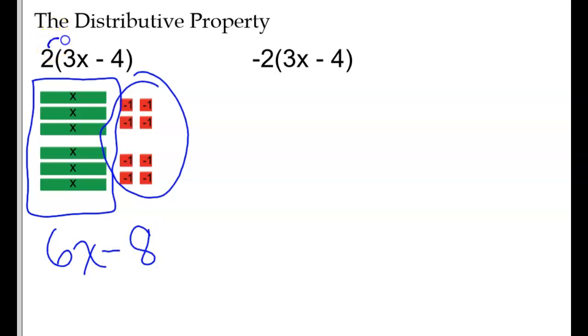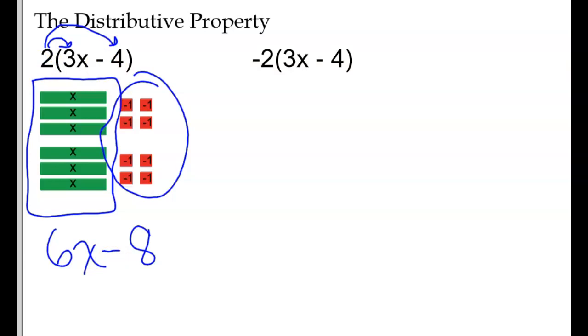And notice I can get that just by doing 2 times 3x. 2 times 3x is 6x. And then this is 2 times a negative 4. I say negative 4 because it has the minus sign in front of it. That's negative 8. So 6x minus 8.